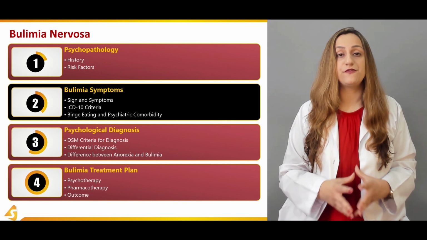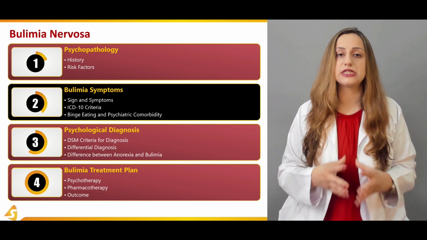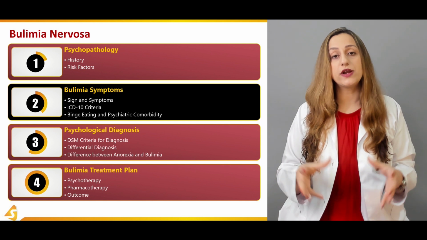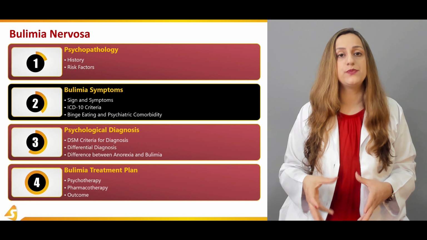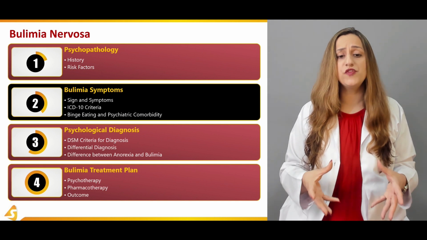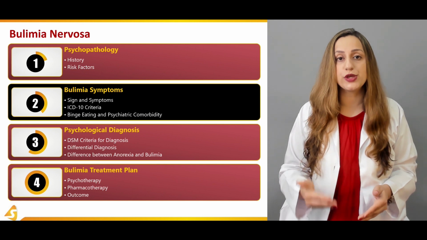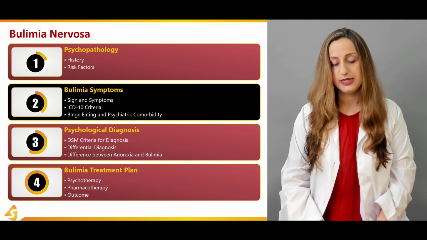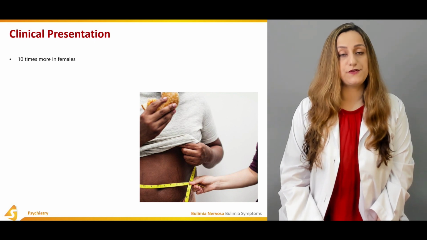There will be a very good prognosis if the person is not suffering from any serious comorbidity, or if he's suffering from a particular comorbidity, then the outcome can be poor as well. So in this section, we'll be summarizing the signs and symptoms that we're looking for in this particular individual. The clinical presentations are 10 times more common in females.